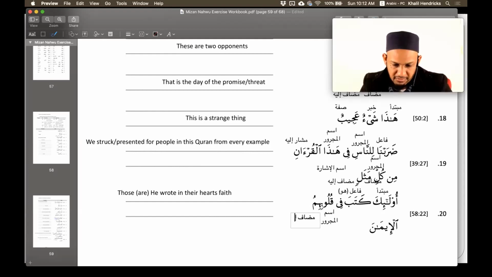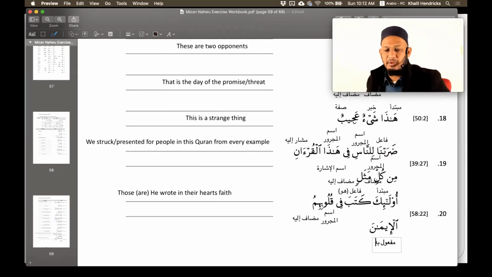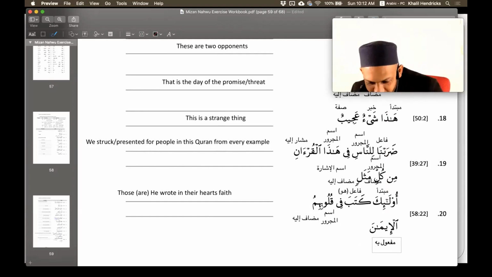So that would be maf'ulun bihi. Good. So what did he write? He wrote iman, so it's maf'ulun bihi. Okay, good. Now the golden question. So that's all perfect so far. If we have a mubtada, we must have a khabar.